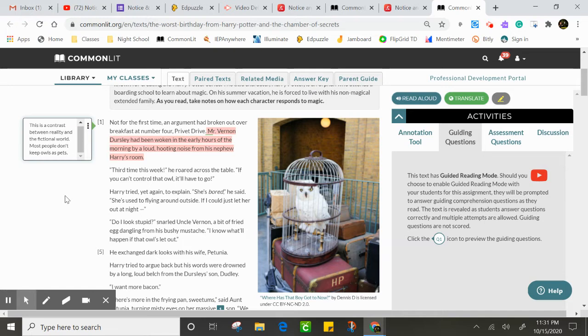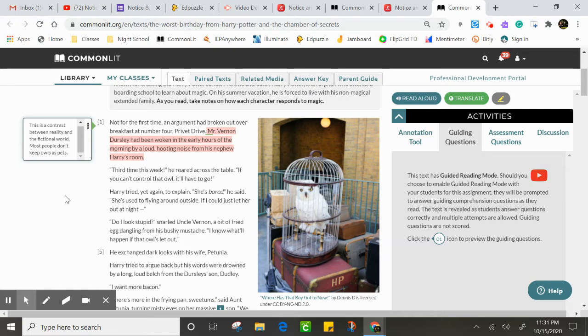So through the magic of TV, it is there now. All right, so most people don't keep owls as pets. In fact, it's actually illegal in most places, in most countries, to keep an owl as a pet because they're considered a wild animal and many species are endangered. So with that being said, that sets up what our contrast is here.